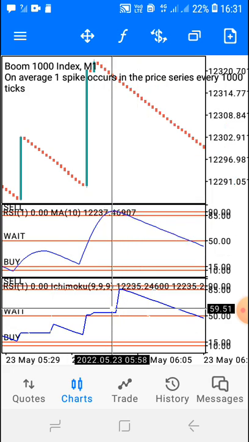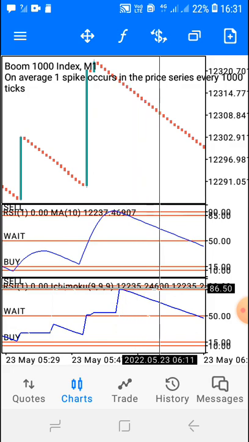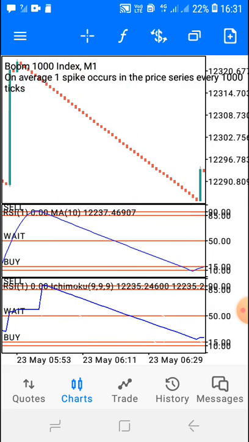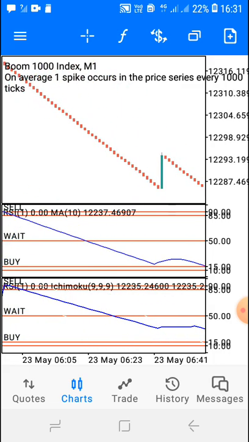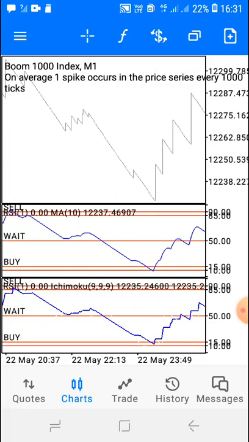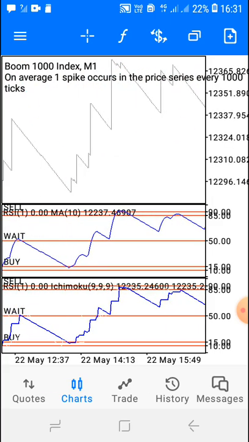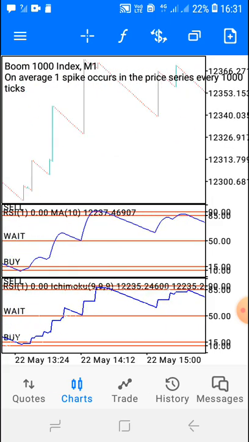Follow all the instructions. So as you guys can see over here, 1, 2, 3, 4, 5, 6, 7, 8, 9, 10, 11, 12, 13, 14, 15, 16, 17, 18, 19, 20 candles we could have taken. Okay, that's very, very easy. Okay, check this out. So you need to make sure that the Ichimoku and the moving average is at 85 and 90 level when you trade Boom 1000.